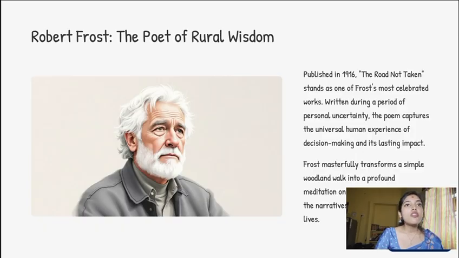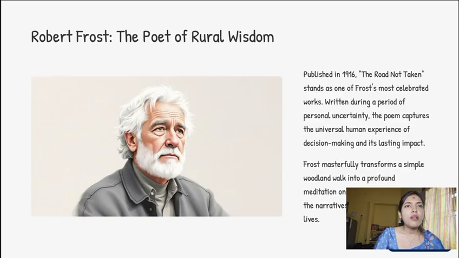The poem teaches three main points. Every decision is important. Once a decision is made, we cannot go back and change it. And also, our choices shape our future. So these are the three important points that the poem represents.